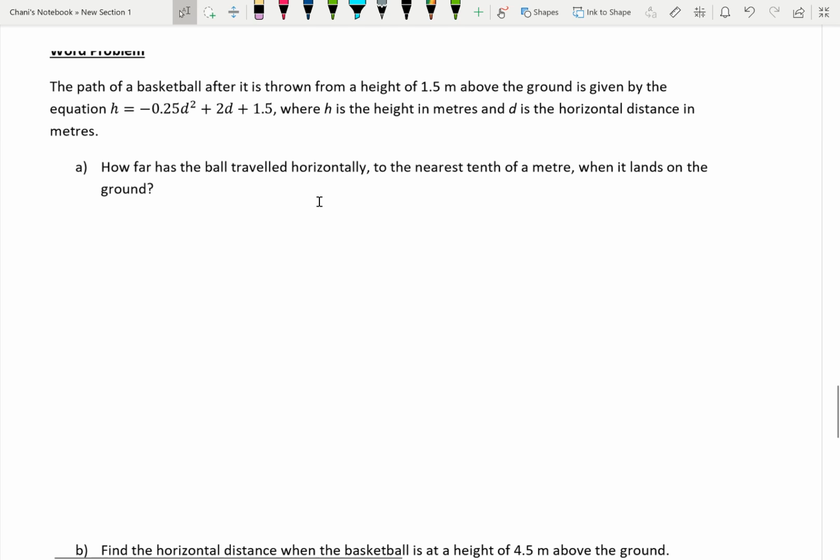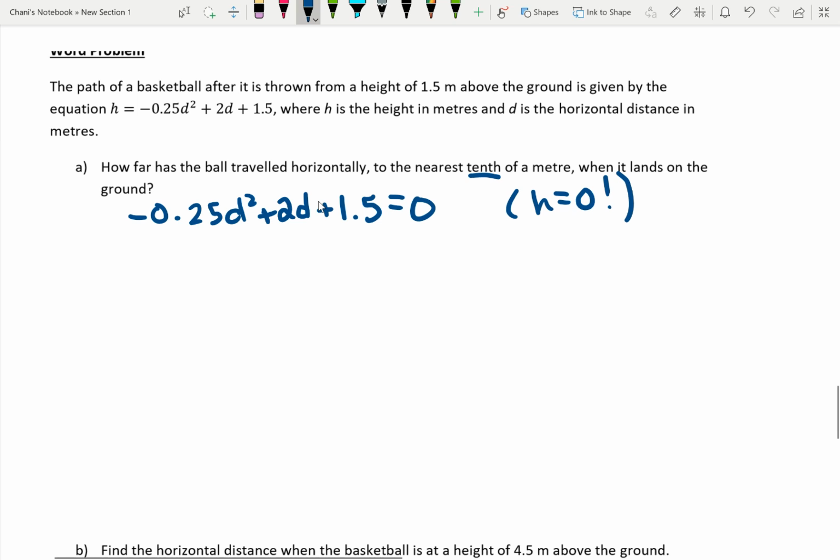The path of a basketball after it is thrown from 1.5 meters above the ground is given by this equation, where h is height in meters and d is the horizontal distance in meters. How far has the ball traveled horizontally to the nearest tenth of a meter when it lands on the ground? So this is equivalent to solving the equation negative 0.25 d squared plus 2d plus 1.5 equals 0. Because you want h to equal 0 when it hits the ground.